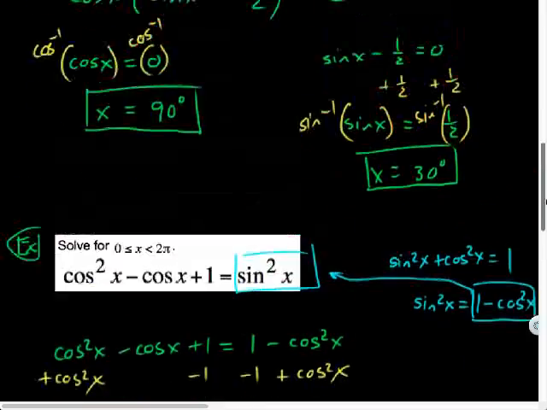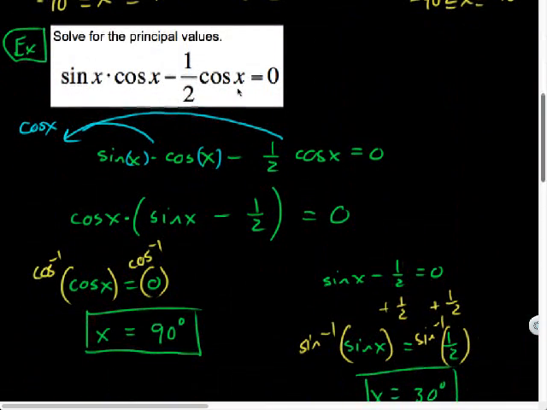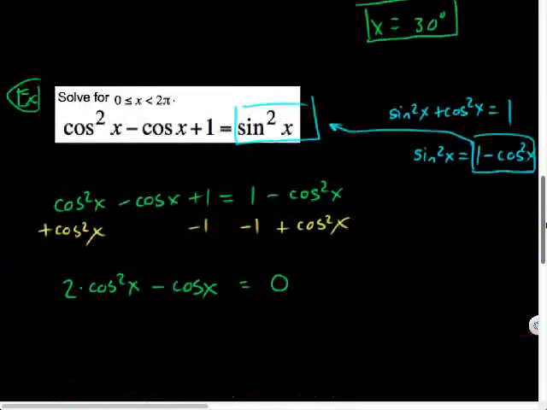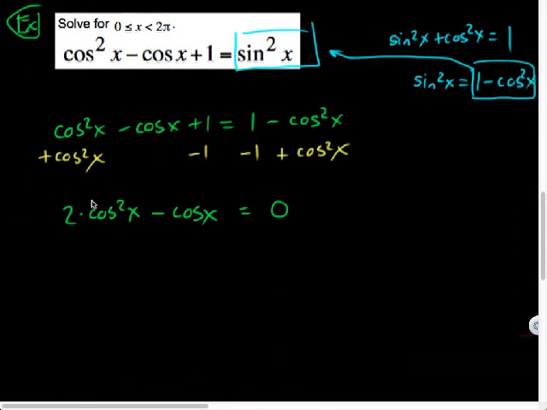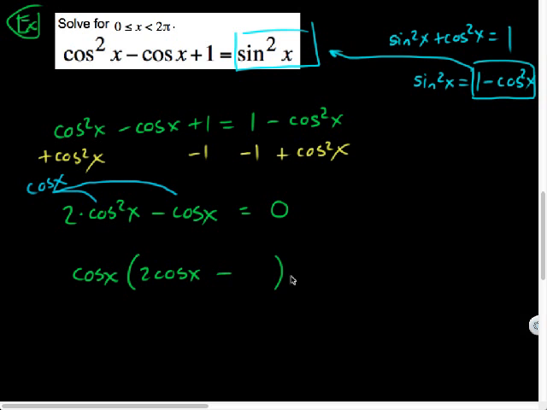So now this problem is similar to the one before it, where I'm going to factor out the greatest common factor. What could I steal from both of these? Cos x. A cos x. Yep. So I'll have cos x times 2 cos x minus, what goes there? 1, yep, equals 0.